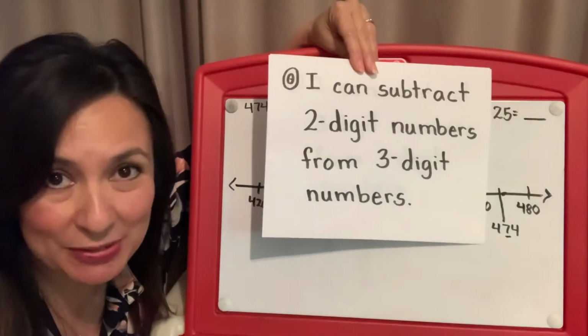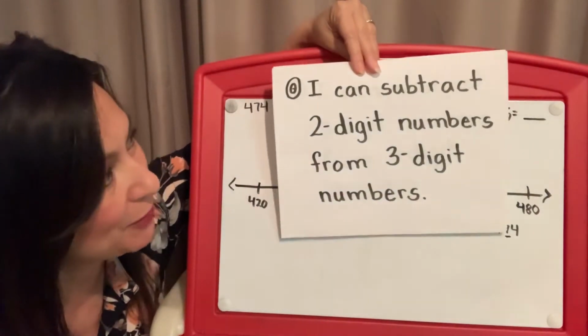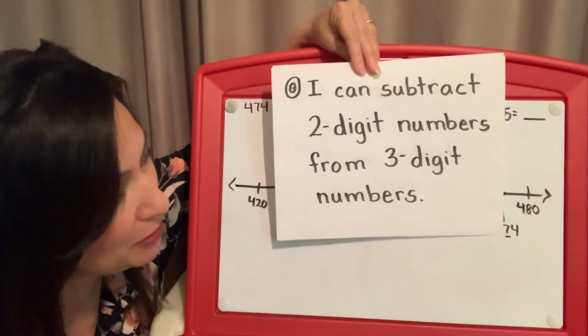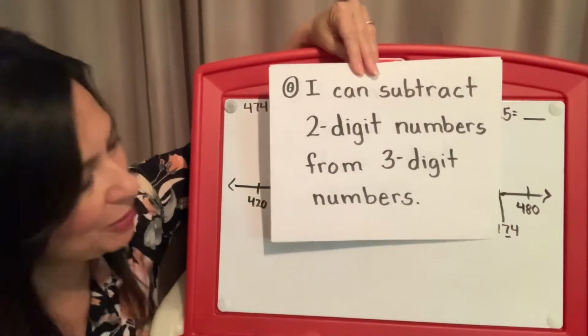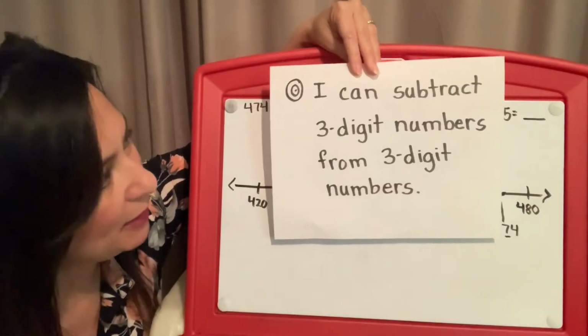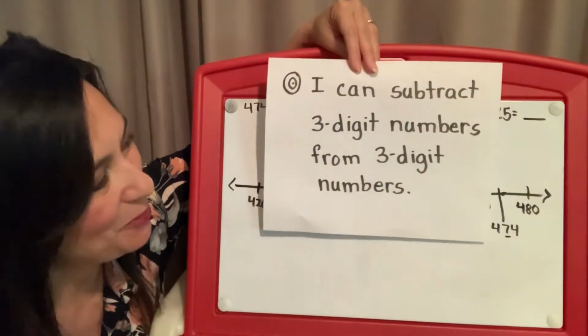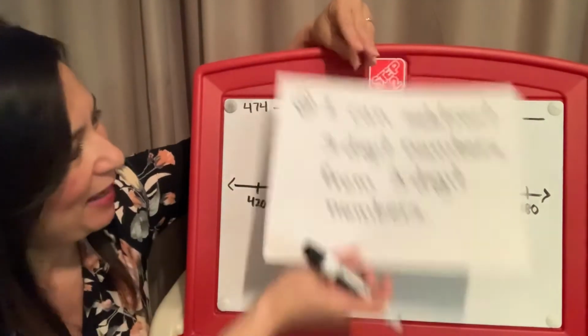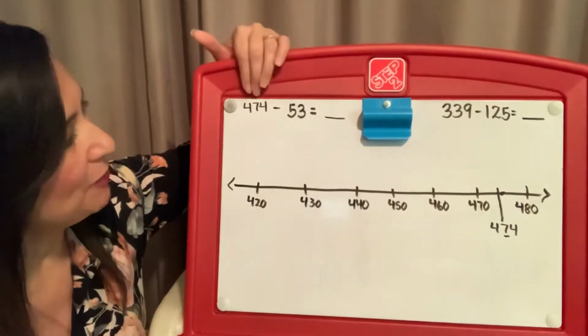Today's a review day, so you have two learning targets. The first one is I can subtract 2-digit numbers from 3-digit numbers. The second one is I can subtract 3-digit numbers from 3-digit numbers. I have an equation all ready for us.